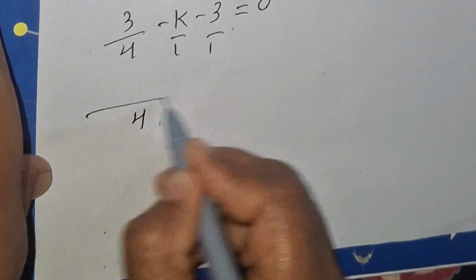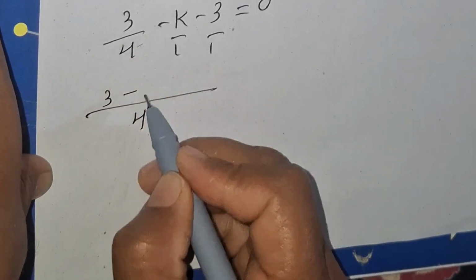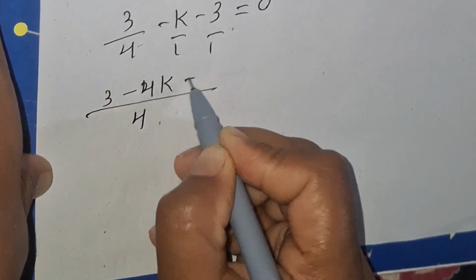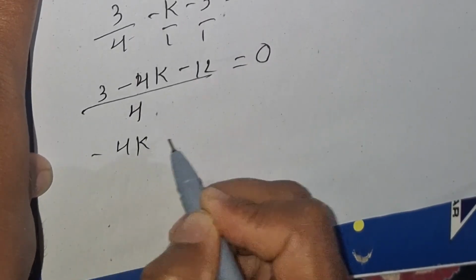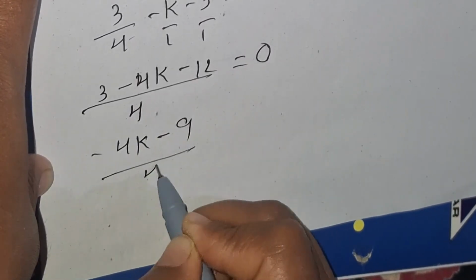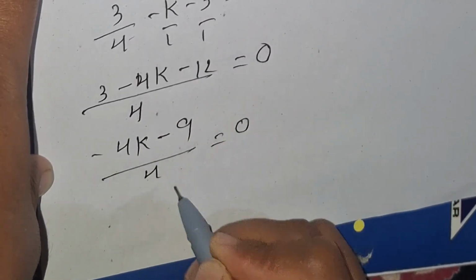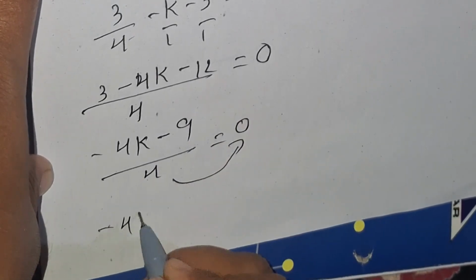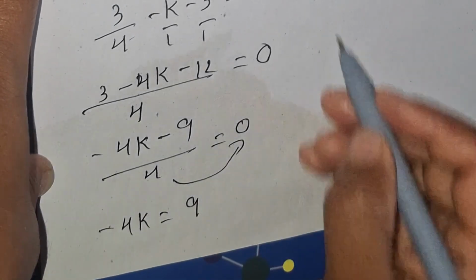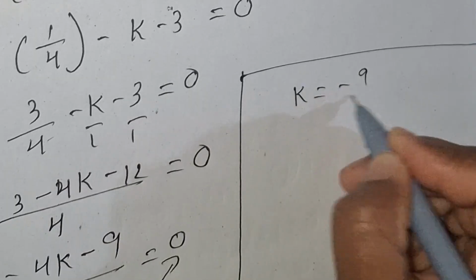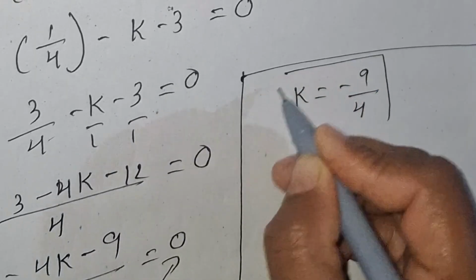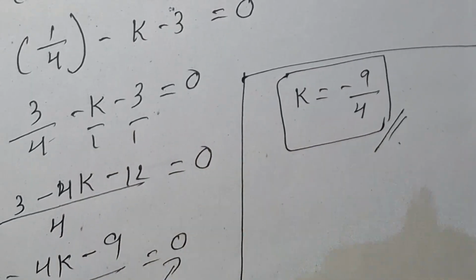So take LCM on both sides. 3 minus 4k minus 12 equal to 0. Then minus 4k minus 9 by 4 equal to 0, so 4k equal to minus 9. So k equal to minus 9 by 4. This is the final answer.